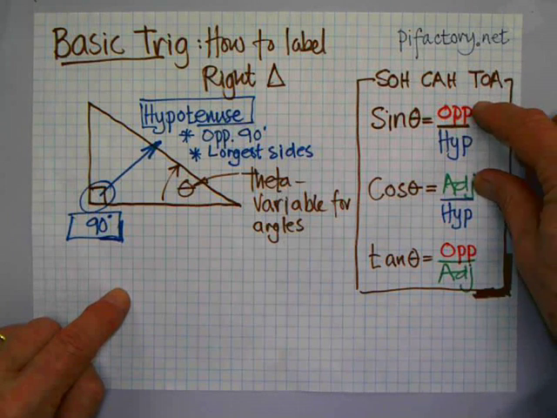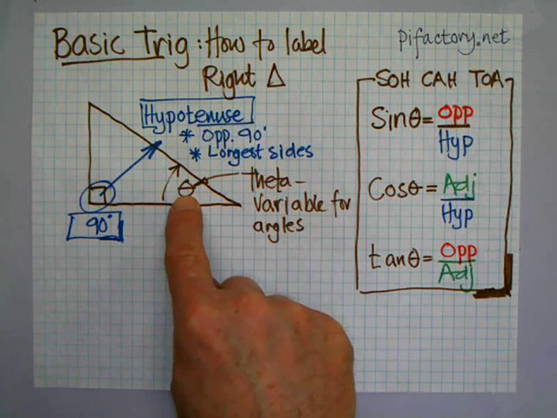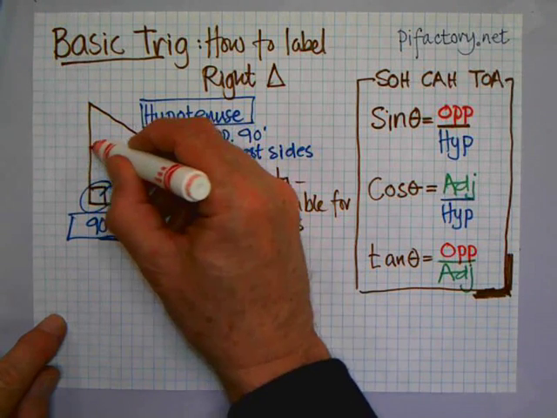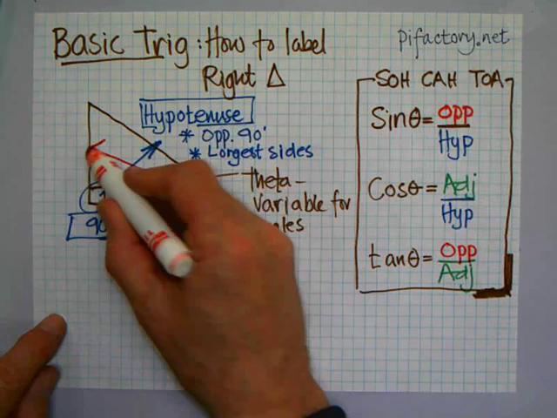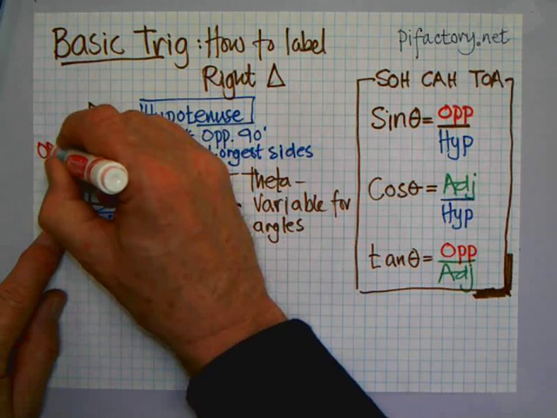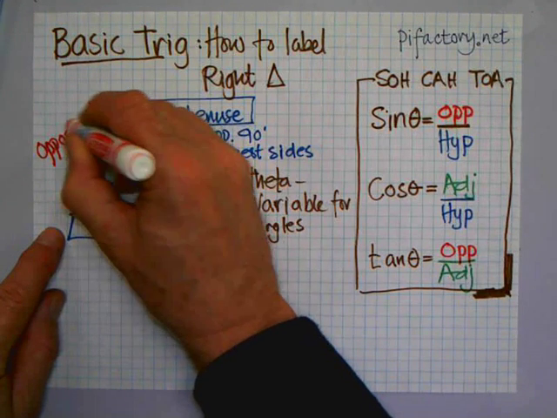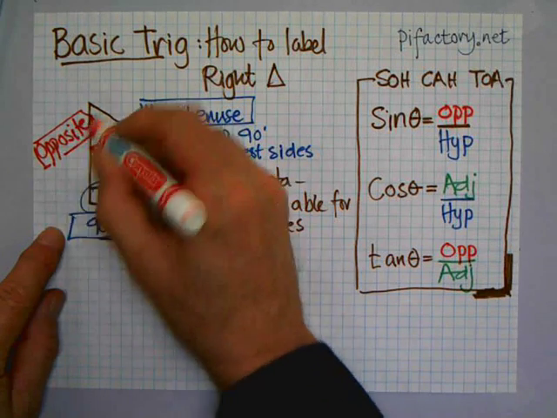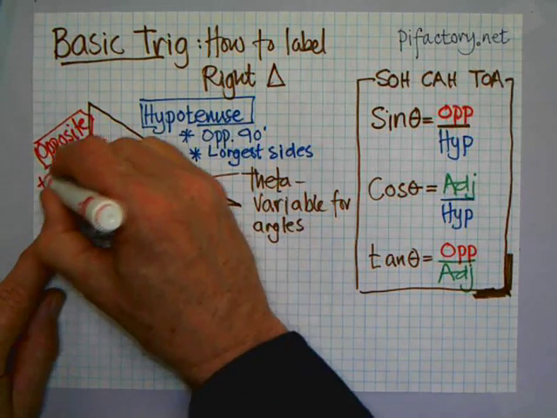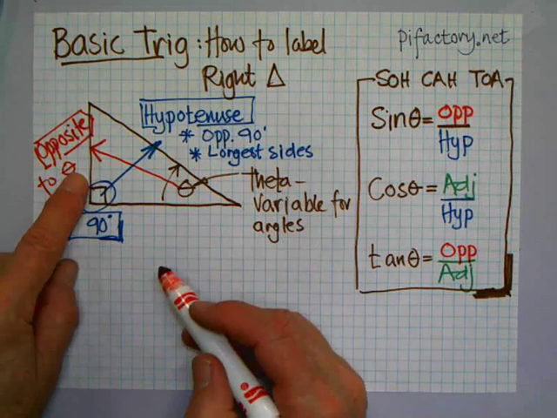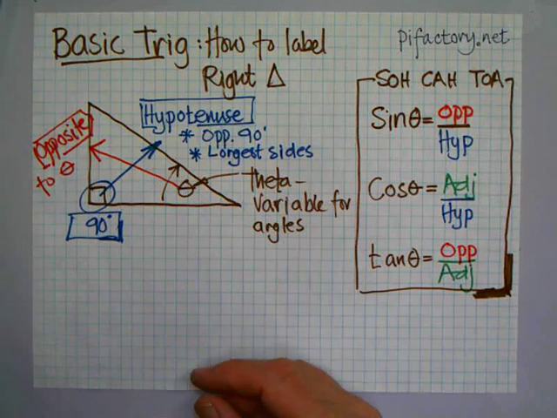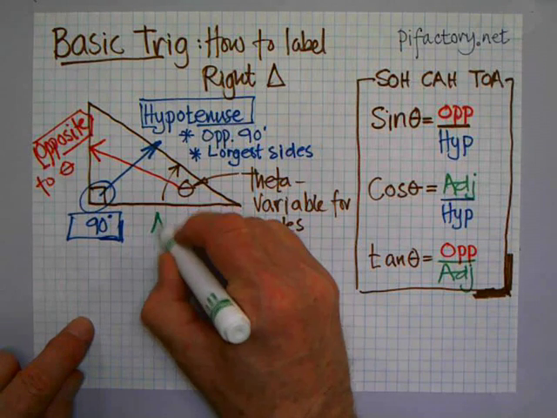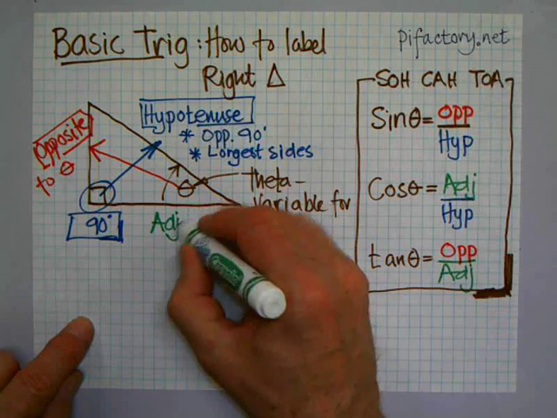Our opposite and our adjacent are relative to this angle here. So the opposite, again, is simply opposite it. Go clean across the triangle, and here we have our opposite side, and it's opposite to theta. It's relative to theta. So this one here is now going to be the adjacent side.